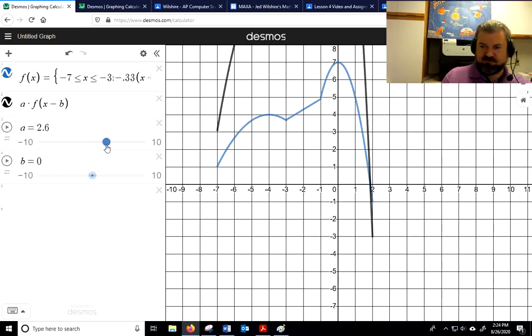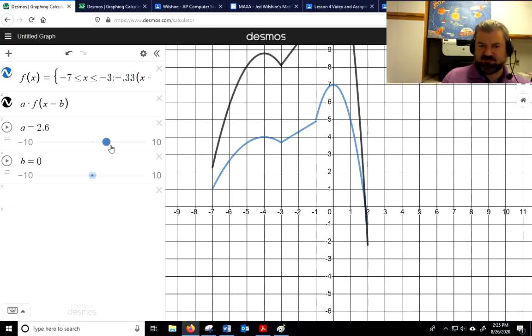A is going to stretch vertically. Notice how it doesn't move it left and right any. It just moves, it doesn't change the domain at all when I slide the A. So multiplying, what you multiply in front is just going to multiply it up and down, okay? Not going to widen it at all.